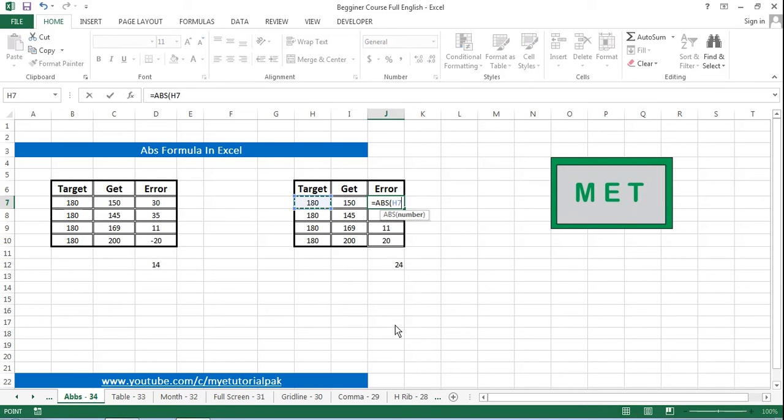This minus this, ABS, this minus this. Okay, and I will drag it down. So here it is showing the answers in positive, and the average which I already took is now showing 24%. So this is the way by which we can use the formula of ABS.